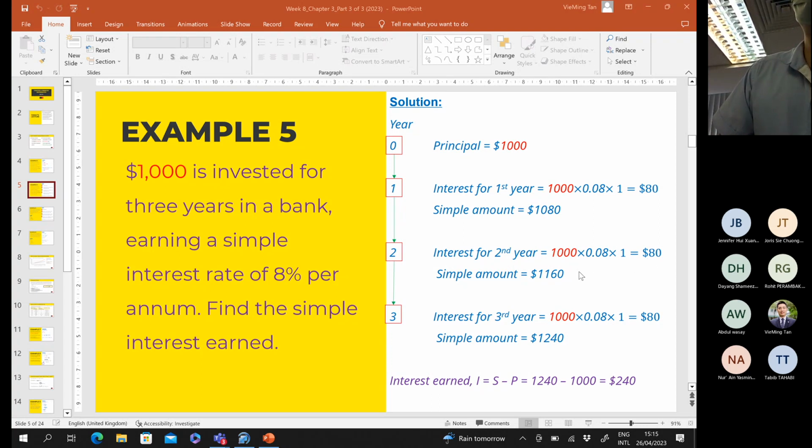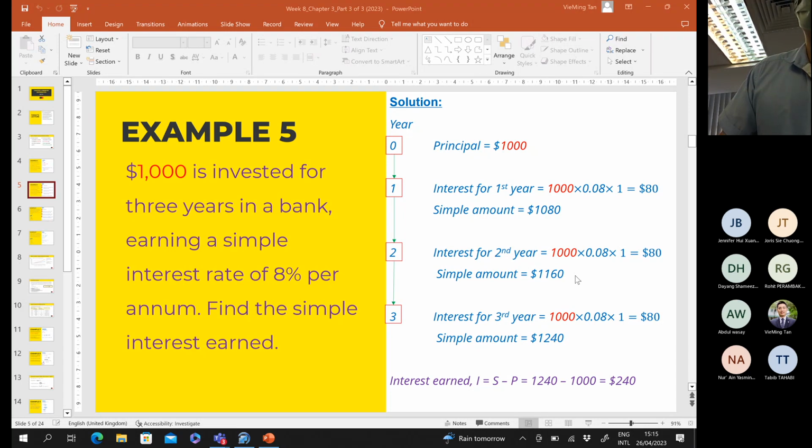So how much is the accumulated amount at the end of year 2? The accumulated amount will be 1080, that is the year 1 accumulated amount, plus the interest earned in year 2. So the answer is 1160. 1160 is 1080 plus the $80 interest earned in year 2. So you'll get this value.